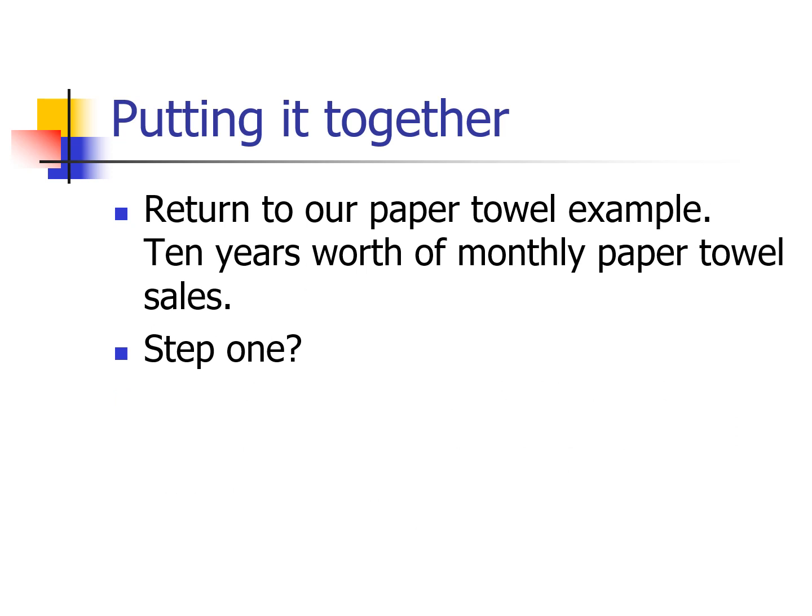All right, so let's tie all this together. Let's go to our paper towel example. I think we looked at this example in our exponential smoothing lecture. It has 10 years worth of monthly paper towel sales. So we want to analyze those sales. What's the first step? Exactly. First step, plot the data. Look at a scatter plot.